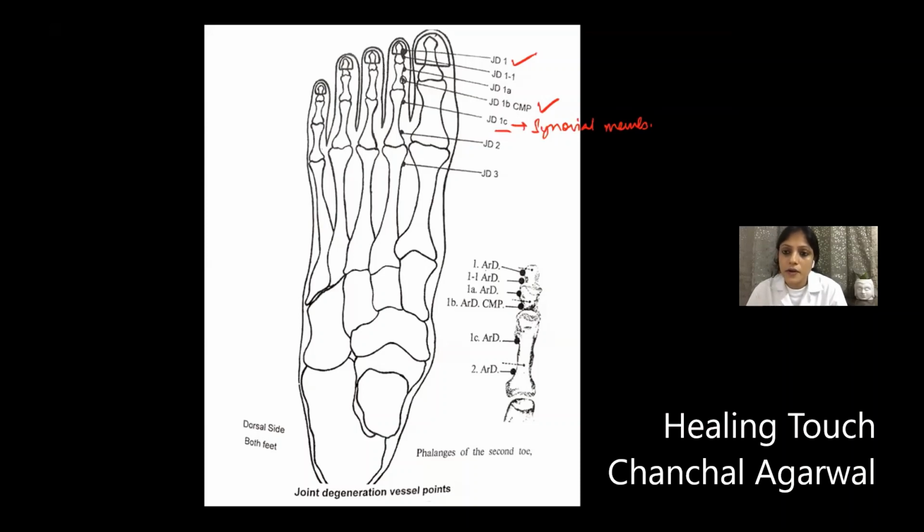JD2 should be of which part of the body? It should treat which part of the body? Middle part of the body, है ना. So JD2 में क्या लिखा हुआ है? Shoulder, joints of shoulder girdle and arm.